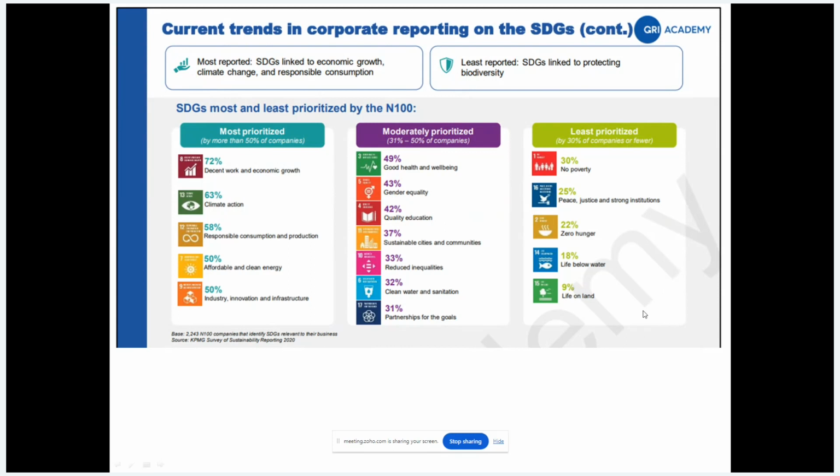So people may not have the understanding that their activities are also causing something adverse to the life below water or life on land. So maybe that could be the reason. Poverty also they are not considering to be their business. So only 30% are reporting on that, and 70% are not reporting.